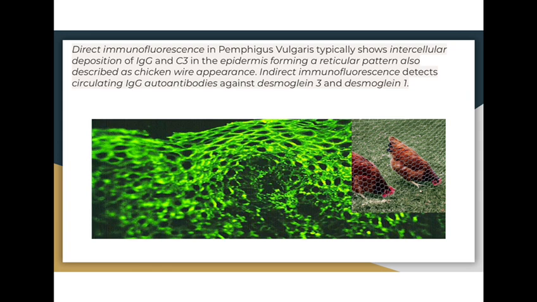Another way to distinguish these two immunologic skin disorders is immunofluorescence. In pemphigus vulgaris, direct immunofluorescence shows IgG and C3 deposition in a reticular pattern, often described as chicken wire appearance. You can see how chicken wire looks on the right to help you understand. Recall that the Fc portion of IgG is capable of activating the complement system via the classic pathway leading to inflammation.